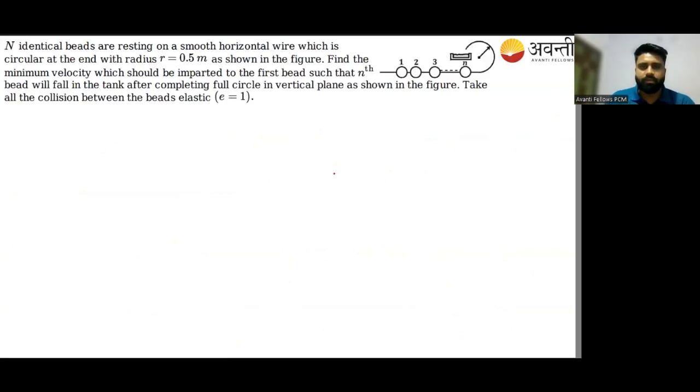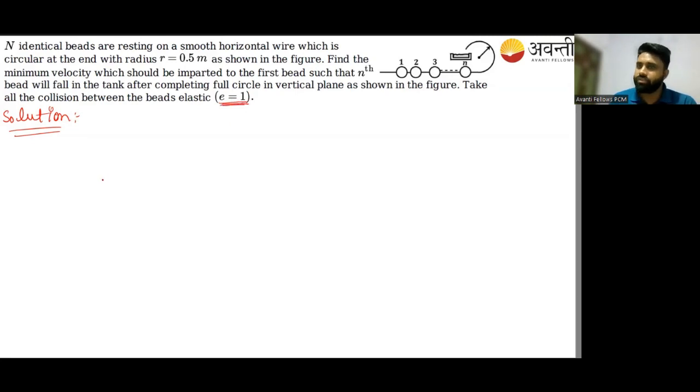It is a question from work, energy and power. Solution of this question. N identical beads are resting on a smooth horizontal wire which is circular at the end with radius r equals 0.5 meter as shown in the figure. Find the minimum velocity which should be imparted to the first bead such that the nth bead will fall in the tank after completing a full circle in the vertical plane as shown in figure. Take all the collisions between the beads as elastic.